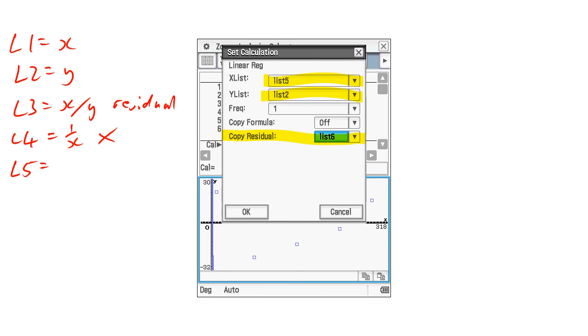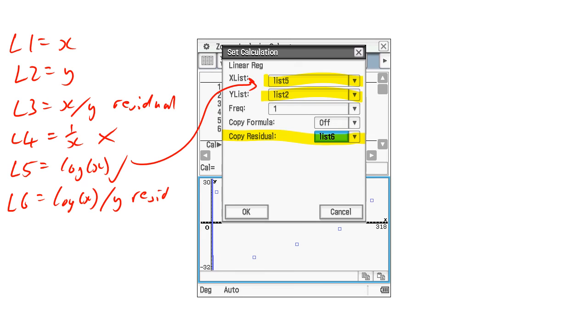List 5 was log of X, which is why we've got it in here, and that had a very good R, so we'll give it a tick. And now we're doing it. List 6 is the log of X versus Y residual, and that's what we're doing.